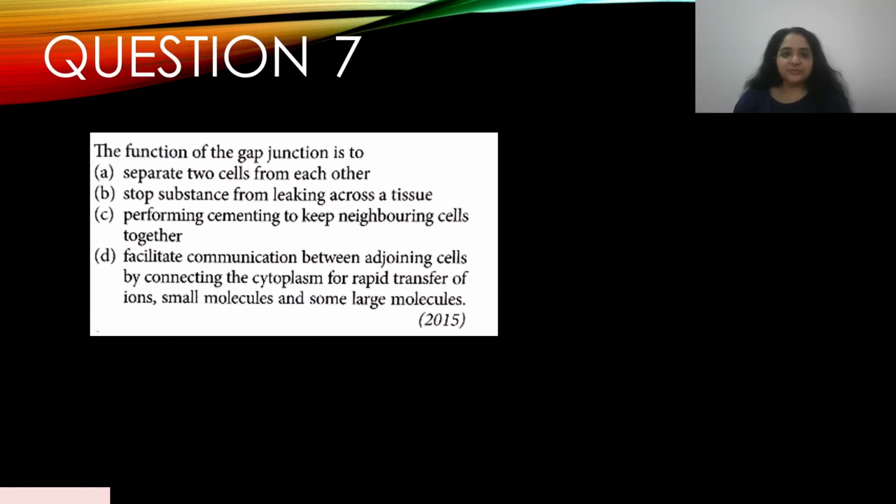Question number 7. The function of the gap junction is to, it appeared in 2015, we just discussed gap junction. A. Separate two cells from each other. B. Stop substance from leaking across a tissue. C. Performing cementing to keep neighboring cells together. D. Facilitate communication between adjoining cells by connecting the cytoplasm for rapid transfer of ions, small molecules, and some large molecules. Okay, so gap junction is actually D. That's the definition of gap junction.